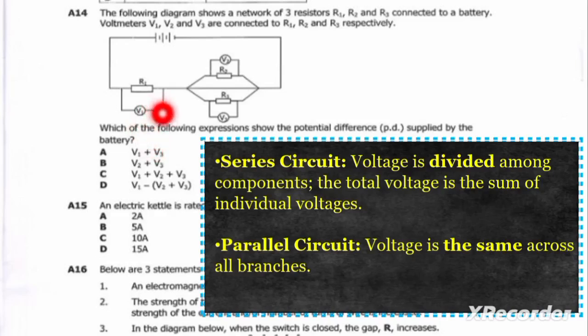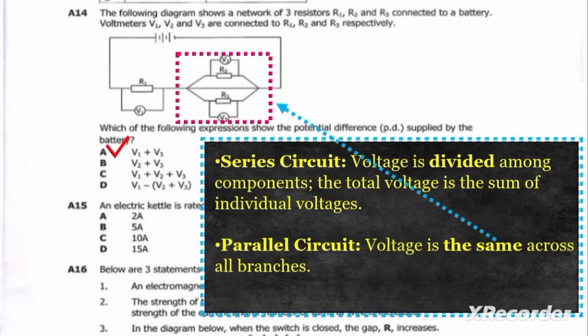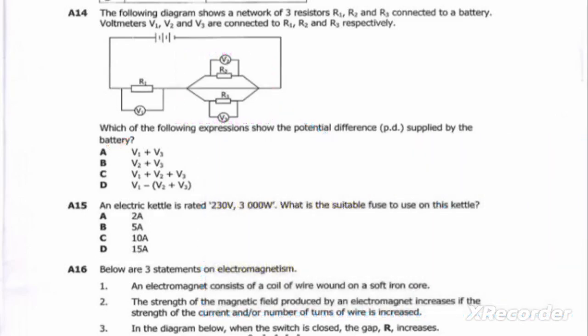Then for this one, our potential difference will be 1 plus 3, not 2 plus 3. Here we have the same voltage. So therefore our correct answer is A. We are done with this question. Let us move to the next question.